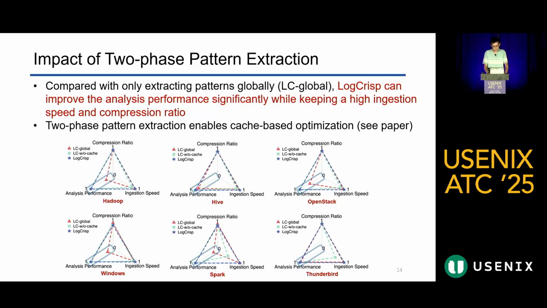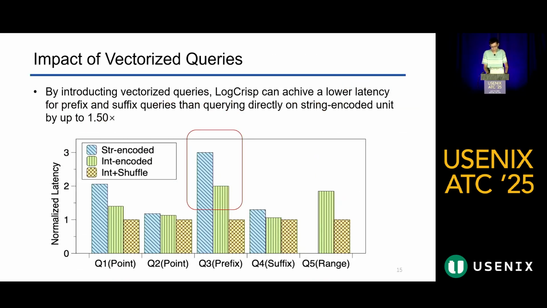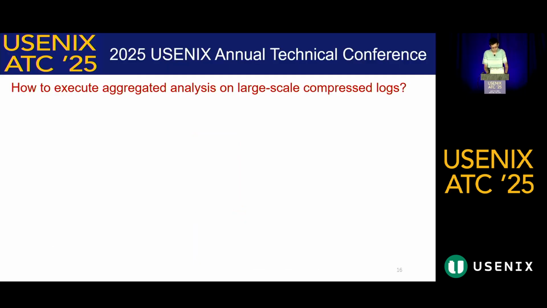We also evaluate the impact of the 2-phase pattern extraction schema with respect to these 3 metrics. Compared with only extracting patterns globally, LogCrisp can improve the analysis performance significantly while keeping a high ingestion speed and compression ratio. Besides, we find that by introducing vectorized queries, LogCrisp can execute vectorized prefix-suffix queries with a lower latency than querying directly on string encoded data by up to 1.5 times.